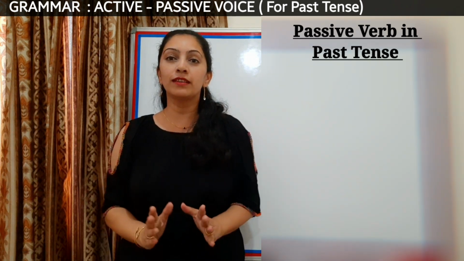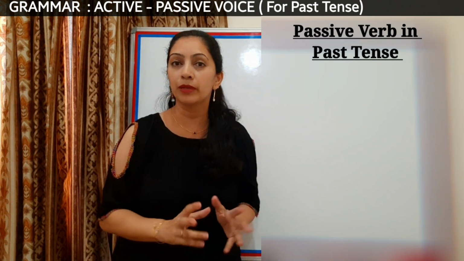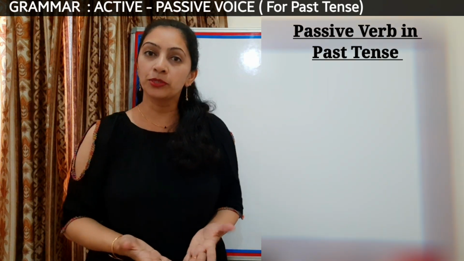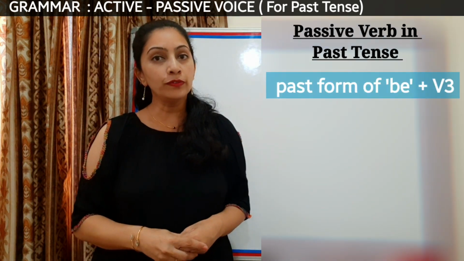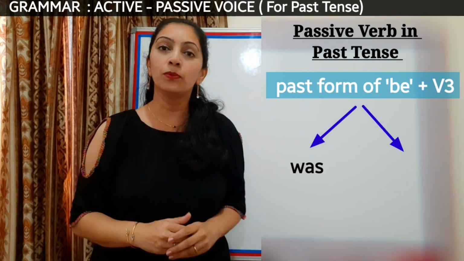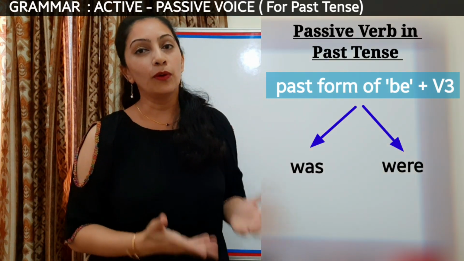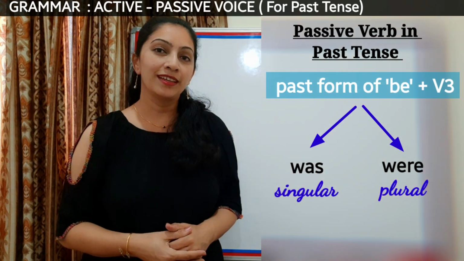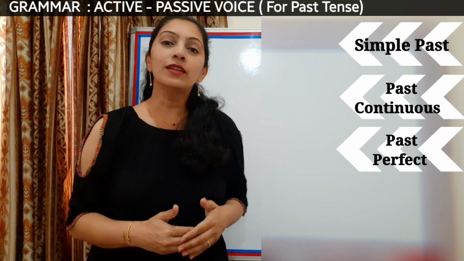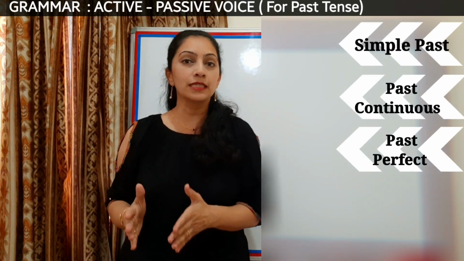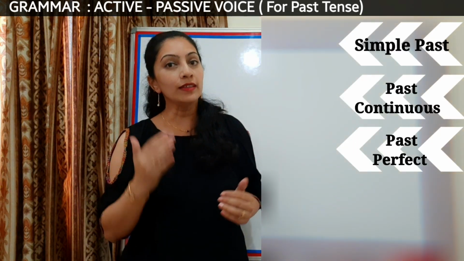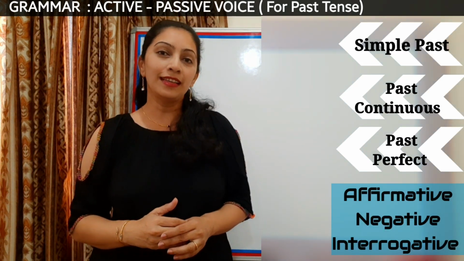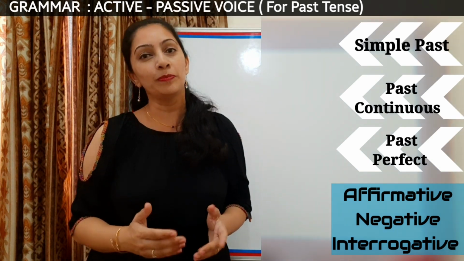Now till now we have learned that passive voice will always use helping verbs. So when we talk about past tense, the two helping verb options that are available of the verb be are was and were. Was will be used for singular subject and were will be used for plural. So today we are going to see different subtypes of past tenses and in various forms of sentences like affirmative, negative and interrogative. Let's see how to change active into passive voice.